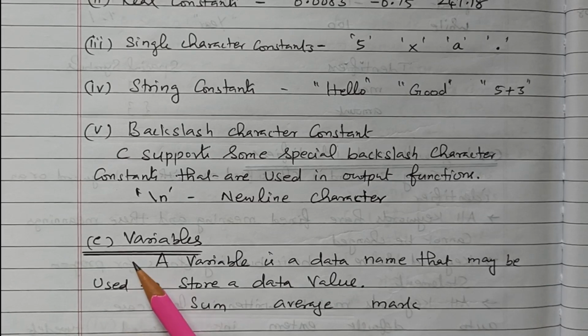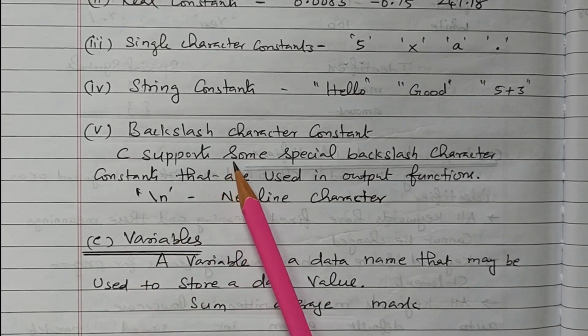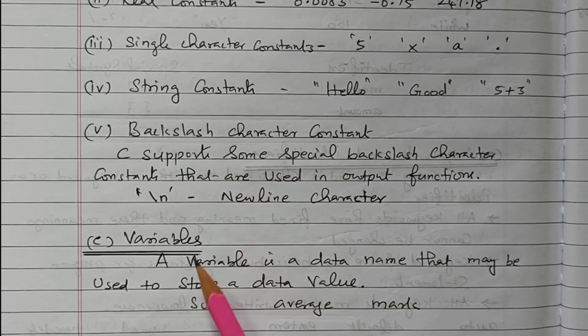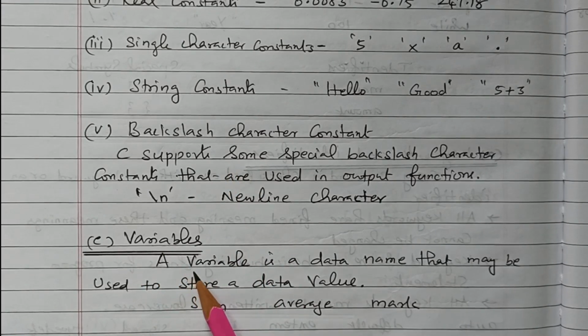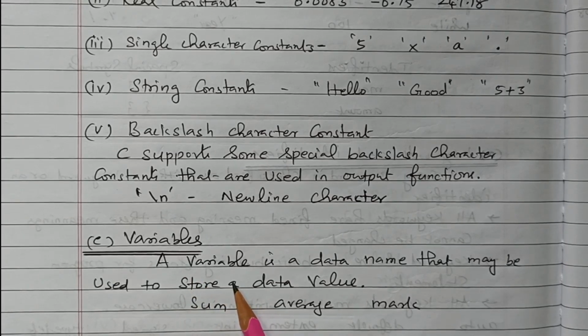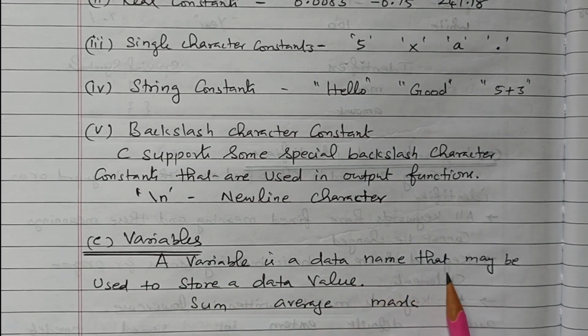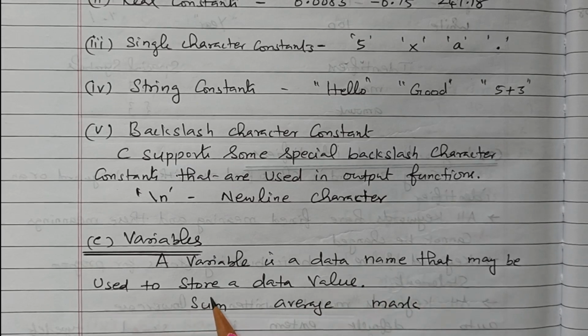Then we'll have the variables. A constant means the value will not change in the entire program. Variable means the opposite. During the program, based on the statement, its value may be changed. That's why it's called a variable. The value may be varied. A variable is a data name that may be used to store a data value, right? The variable is a data name, and in that name the data value is stored.